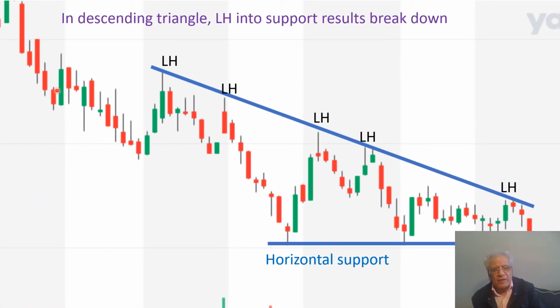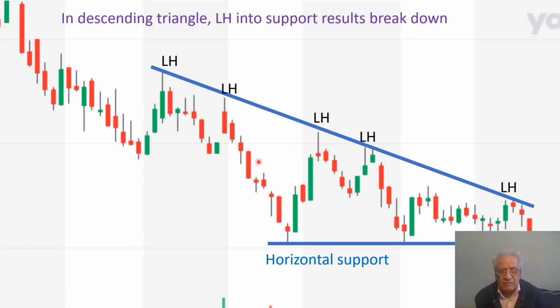Now, in this graph, the price is going inside the descending triangle, starts building up around here, and finally it breaks down. So remember all the time, in a descending triangle, lower high into support, lower high into support, finally results in a breakdown. So that is the reason to improve your price action.